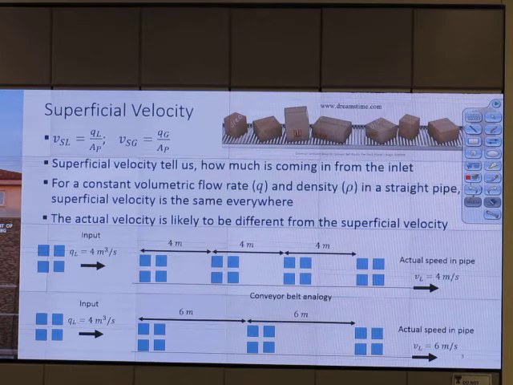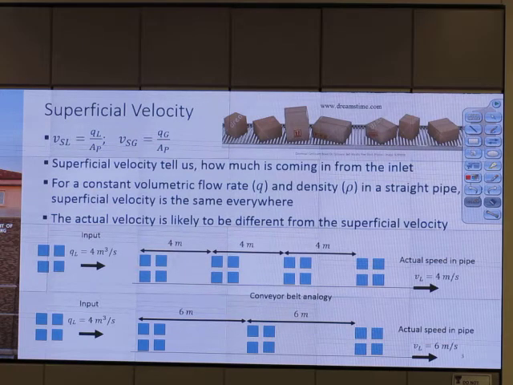Superficial velocity. Superficial velocity is volumetric flow rate divided by total cross-section area. So it is like volumetric flow rate, just divided by cross-section area. The superficial velocity tells us how much is coming in from the inlet. It tells us how much is coming in. Okay.